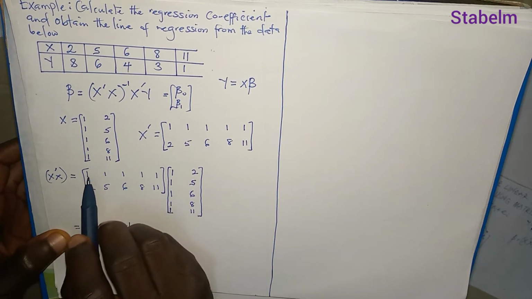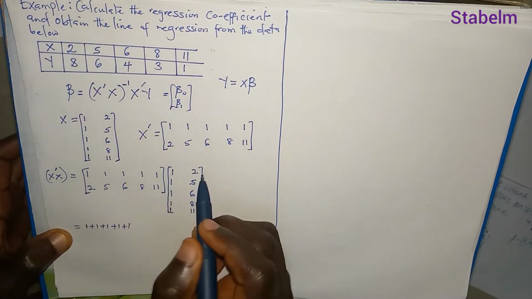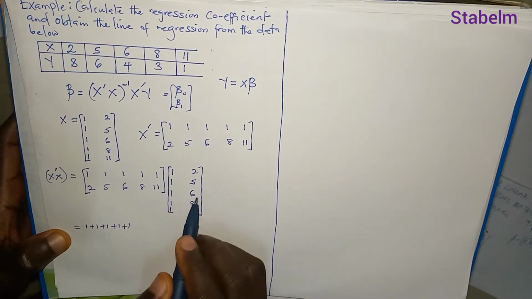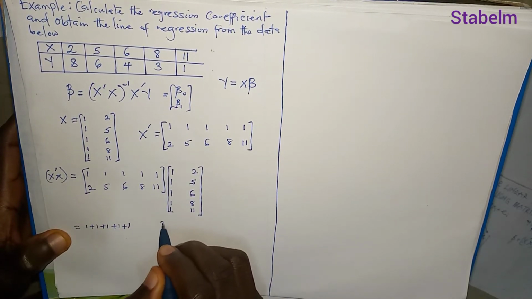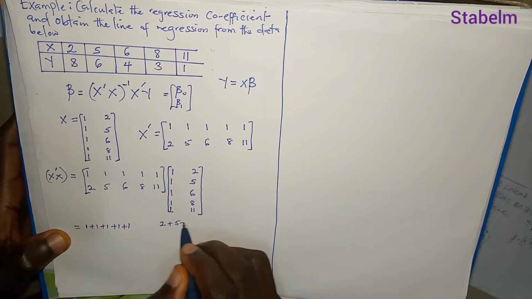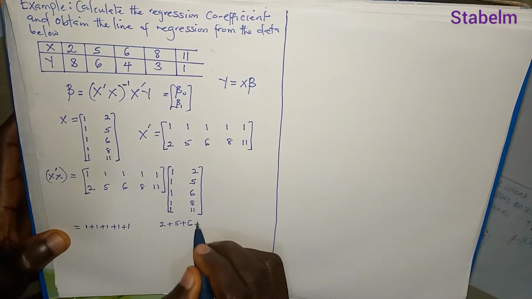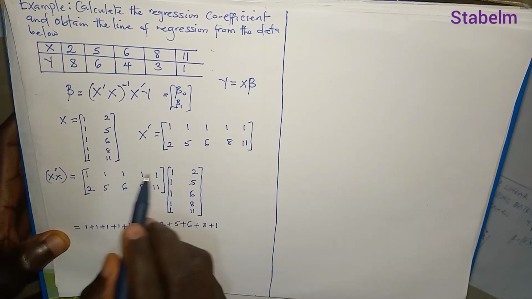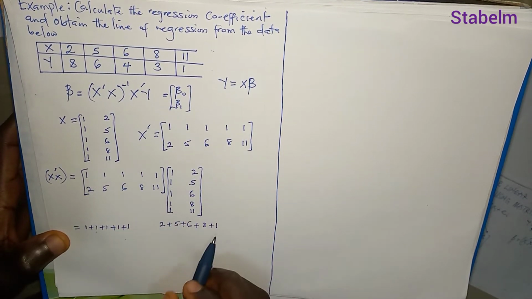Now we are still using the same row here to multiply this column. 1 times 2, 1 times 5, 1 times 6, and this is going to give us 2 plus 5 plus 6 plus 8 plus 11. So we use the first row here to get our first row here.